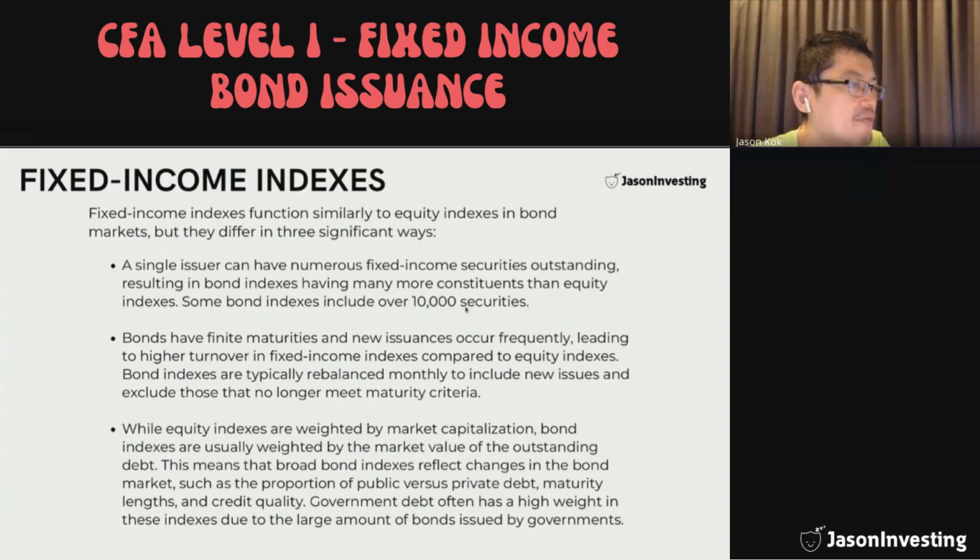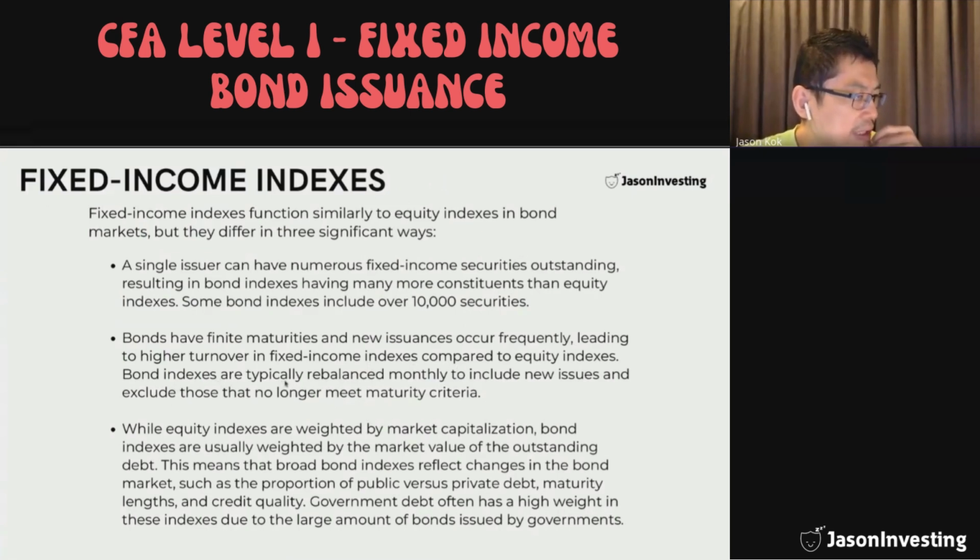The reason why you have so much more than equity is, remember on the first slide, we talk about a different dimension of bonds. So a bond has a lot more dimensions, which means that they have more permutations of different type of bonds. Bonds have finite maturities and new issuance occur frequently, thereby always generating more and more bonds, leading to higher turnover in fixed income indexes compared to equity indexes.